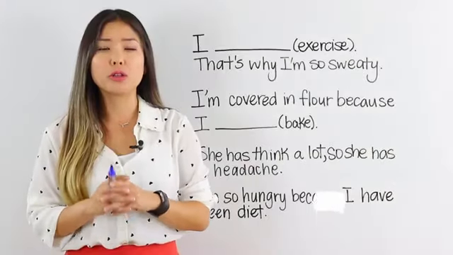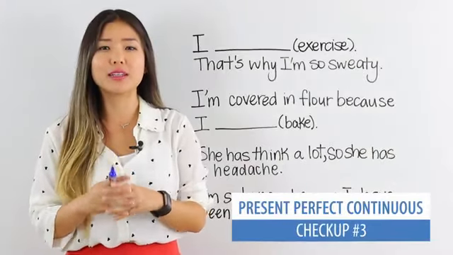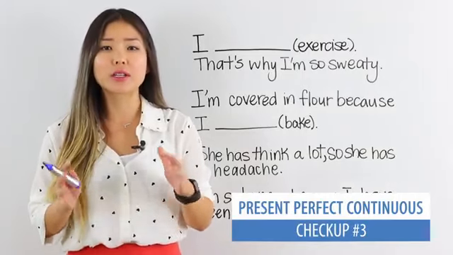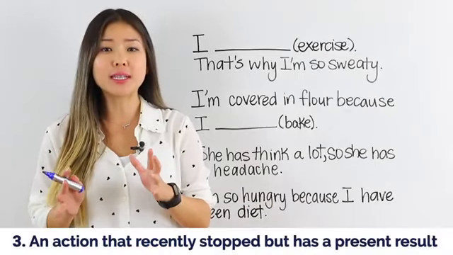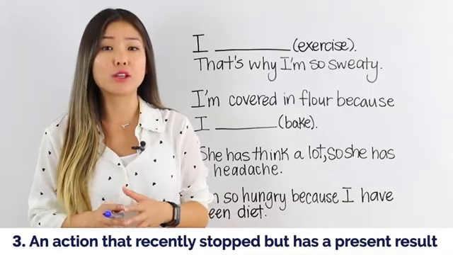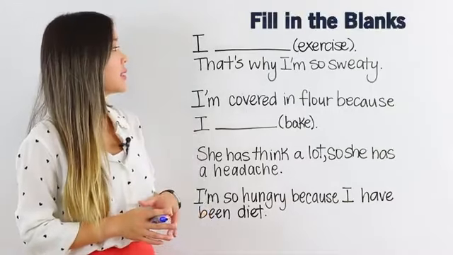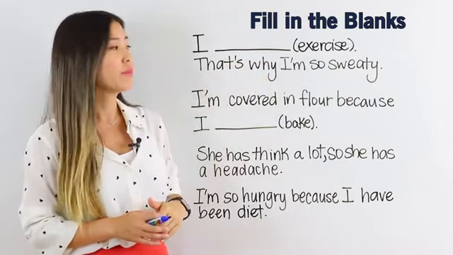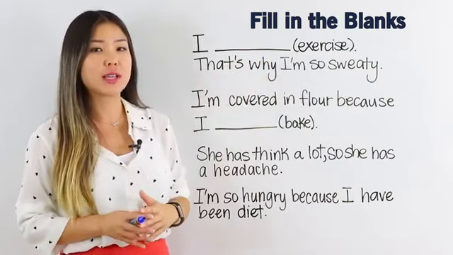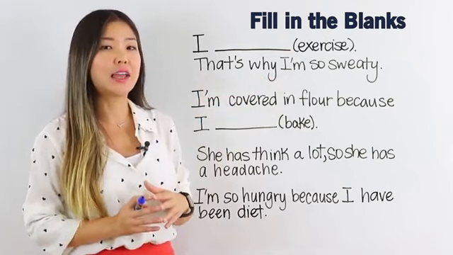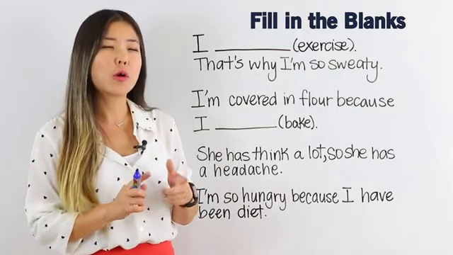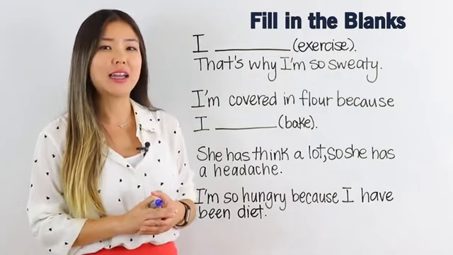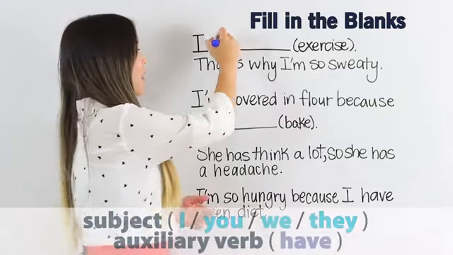In this checkup, we'll talk about the present perfect continuous tense and how it expresses an action that stopped recently but has a present result. The first sentence says, I blank. That's why I'm so sweaty. The verb here is exercise, and the subject is I. Do we use has or have for the subject I? The correct answer is have.